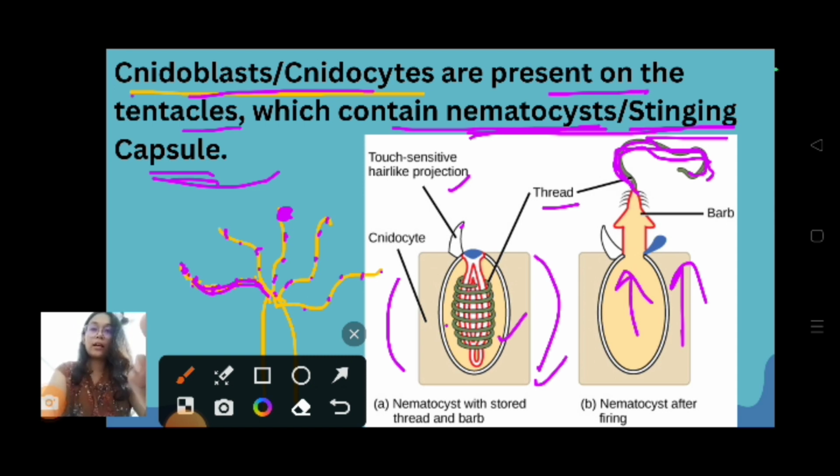So you understood the role of cnidoblast. It will help in attachment, anchorage also, attaching to the substratum. It will help to catch the prey. It helps in protection from any kind of predators. Okay, is it clear?